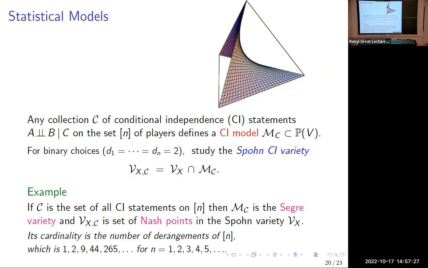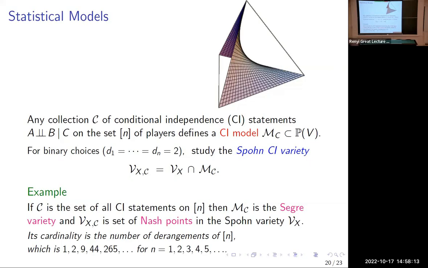A conditional independence model, CI model, is specified by a finite list of statements: A is independent of B given C, where A, B, and C are pairwise disjoint collections of players. So our choices are independent of what happens in the last row. For any such CI model, I can define the Spohn CI variety simply by intersecting the Spohn variety with the variety given by the conditional independence statements. For example, if C is the set of all conditional independence statements, then I have complete independence, and that's the Segre variety, and I get Nash.